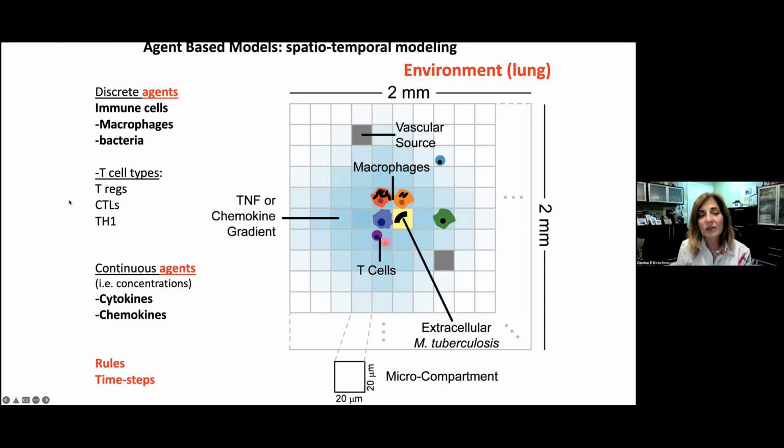There are different types of cells. There's also things that are secreted. They diffuse on the grid. There's also vascular sources in the lung tissue where things can come in or go out. And then there's the rules about how all of these different things interact and the time steps at which they operate on. So agent-based models are the 4 things in red: the environment, the agents, the rules, and the time steps. Okay. All right.